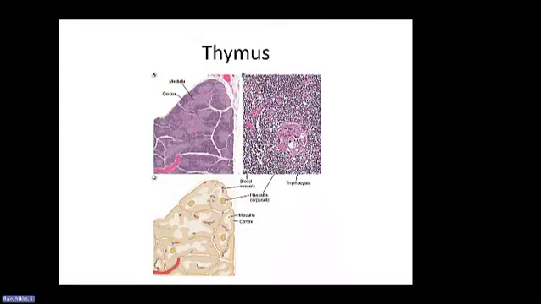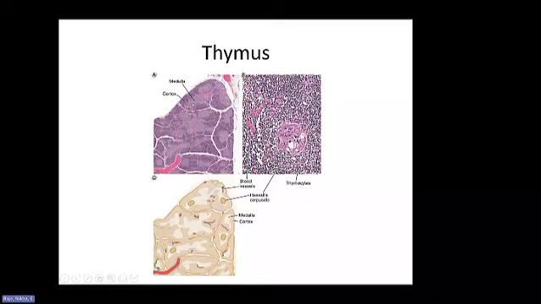Let's talk about the thymus. The thymus is a bilobed organ. It's present in the anterior mediastinum, and each lobe has multiple lobules. Each lobule is divided by fibrous septa that you see here, right? And each lobule has an outer cortex and an inner medulla.